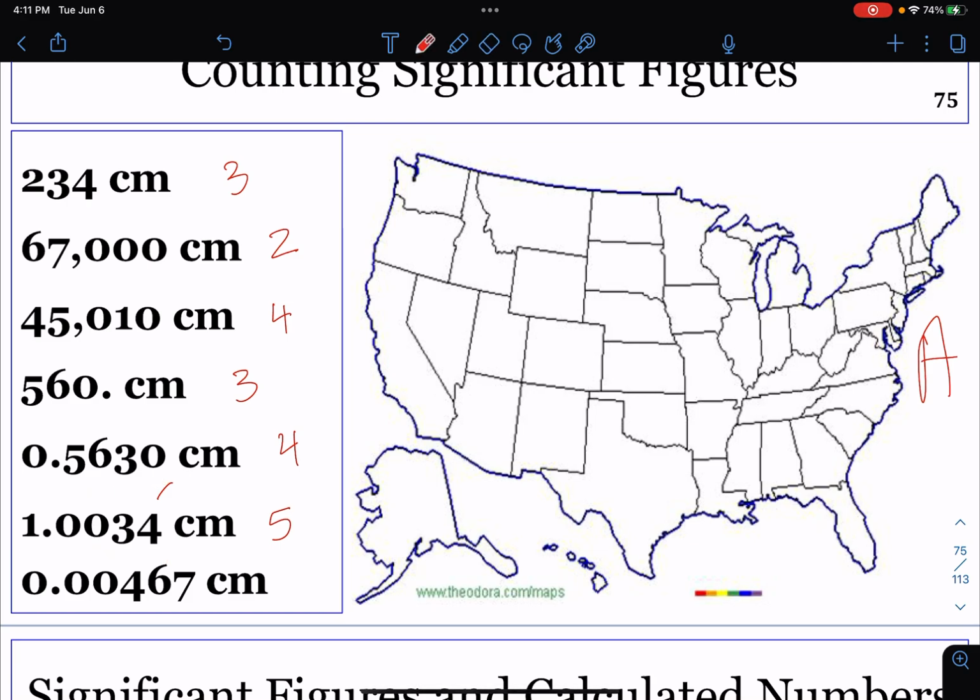And then in this last one, we're going to skip the leading zeros and you start with the 4. We only have 3 significant figures in this last value.